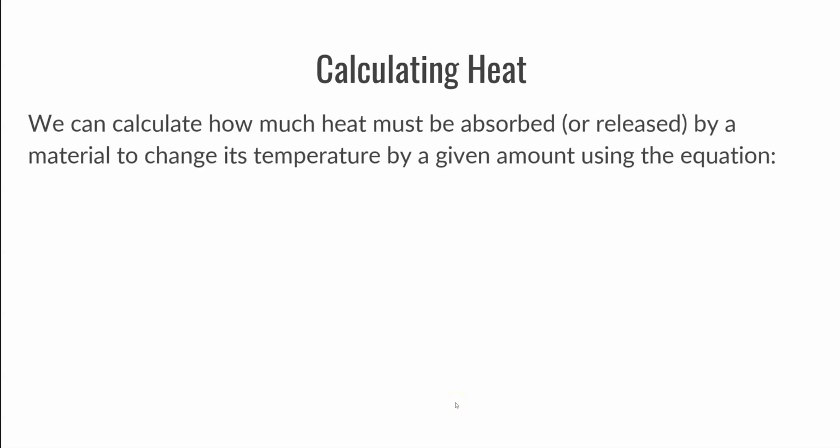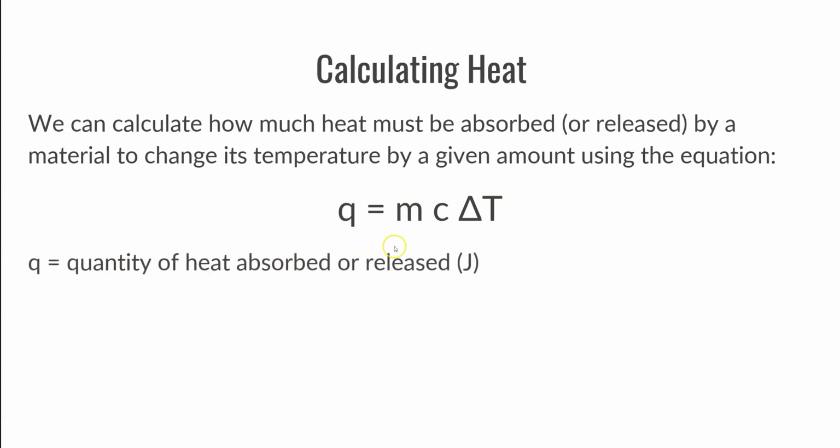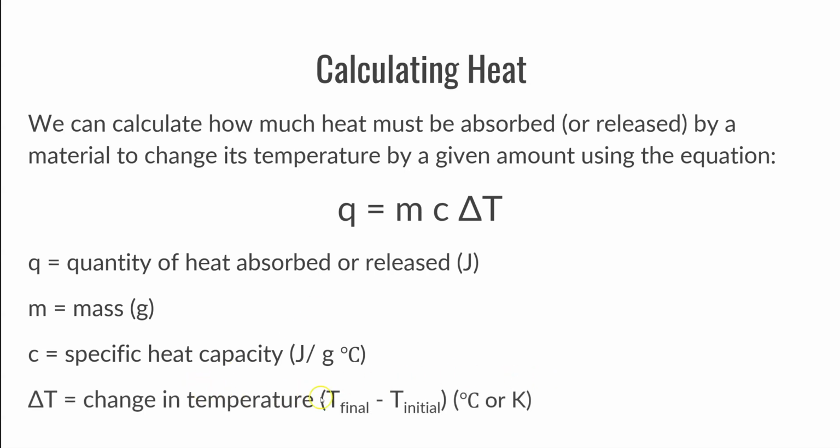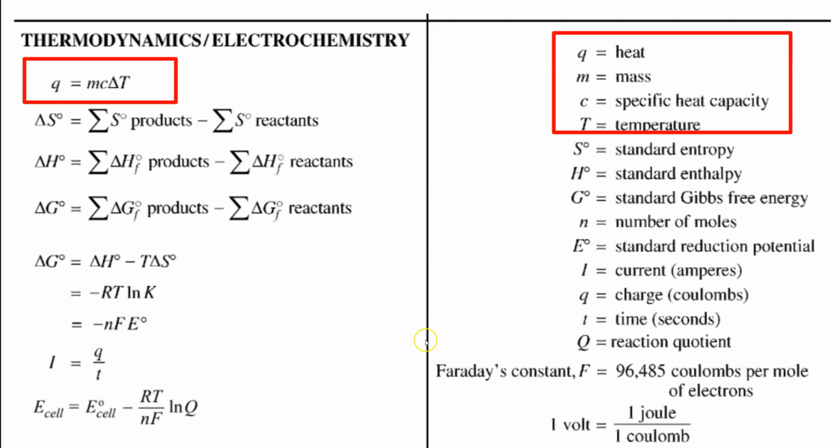So when we calculate how much heat must be absorbed, we must use the equation of Q equals MCΔT. Now, Q equals MCΔT refers to the equation of how much heat is going to be released. Where Q stands for joules, or how much heat is absorbed or released. It could be negative or positive. M stands for mass, and C stands for specific heat capacity, or joules over gram degrees Celsius. While delta T refers to the final temperature minus initial, and it doesn't really matter if it could be Celsius or Kelvin because we're talking about differences.